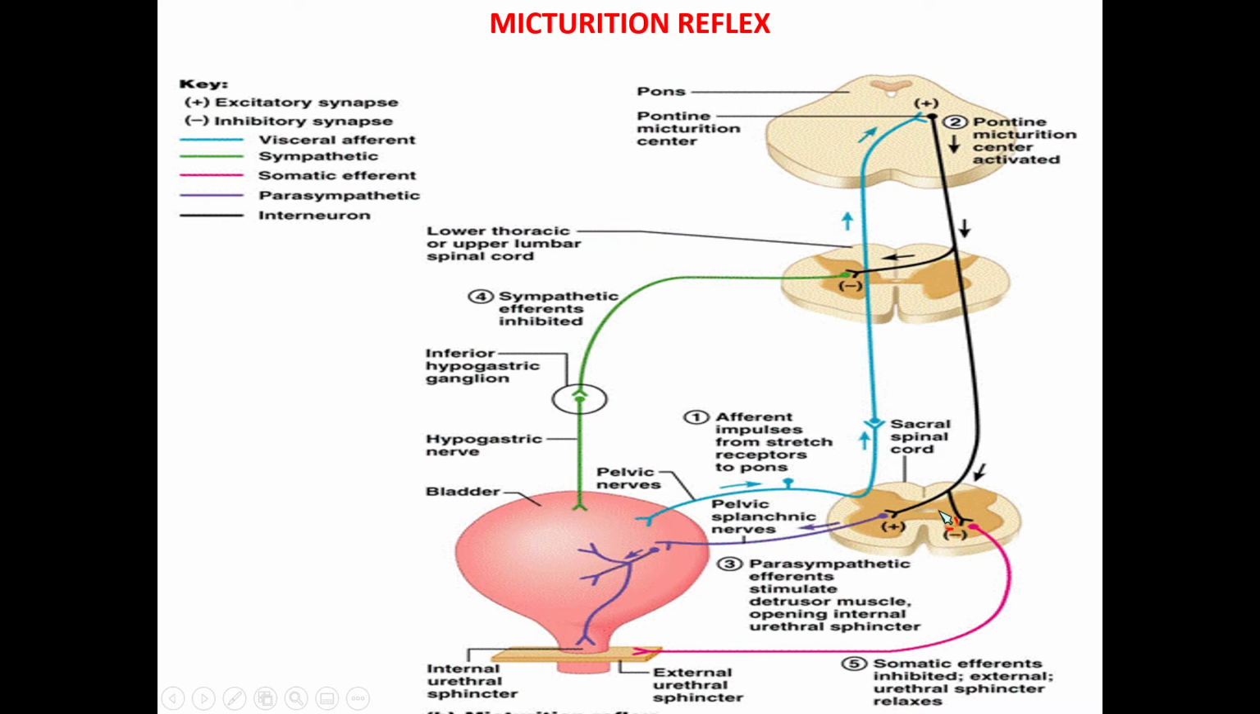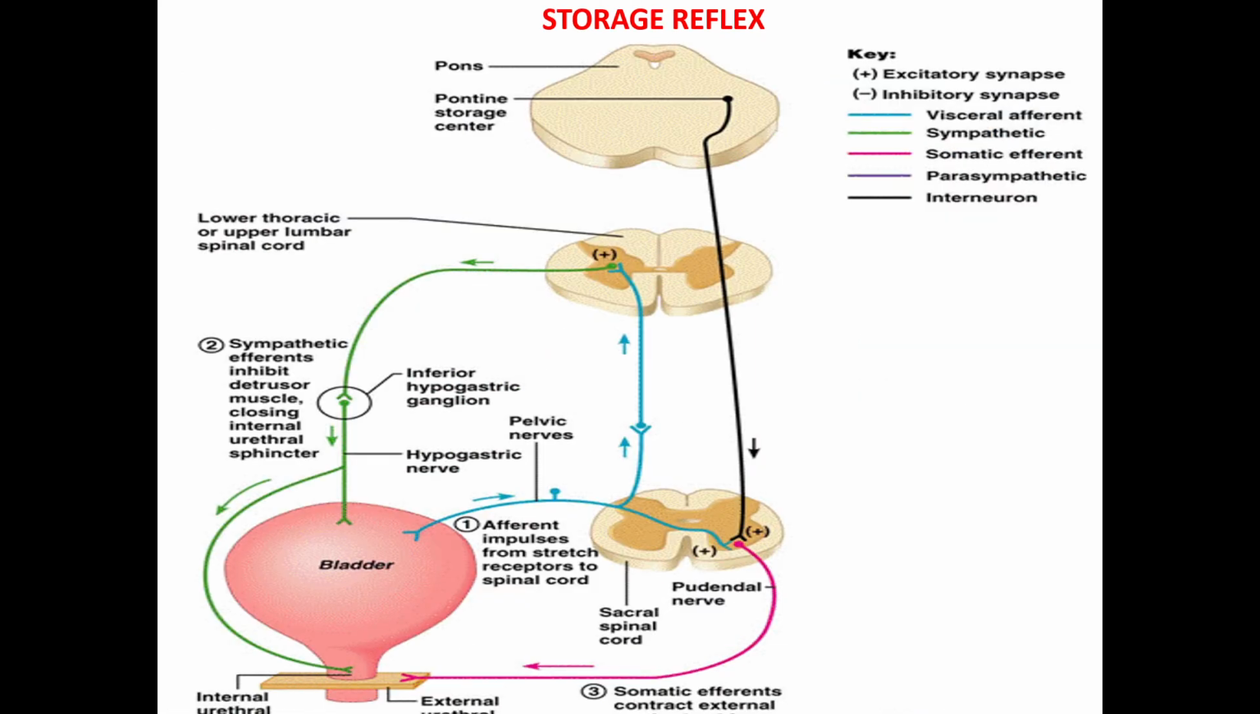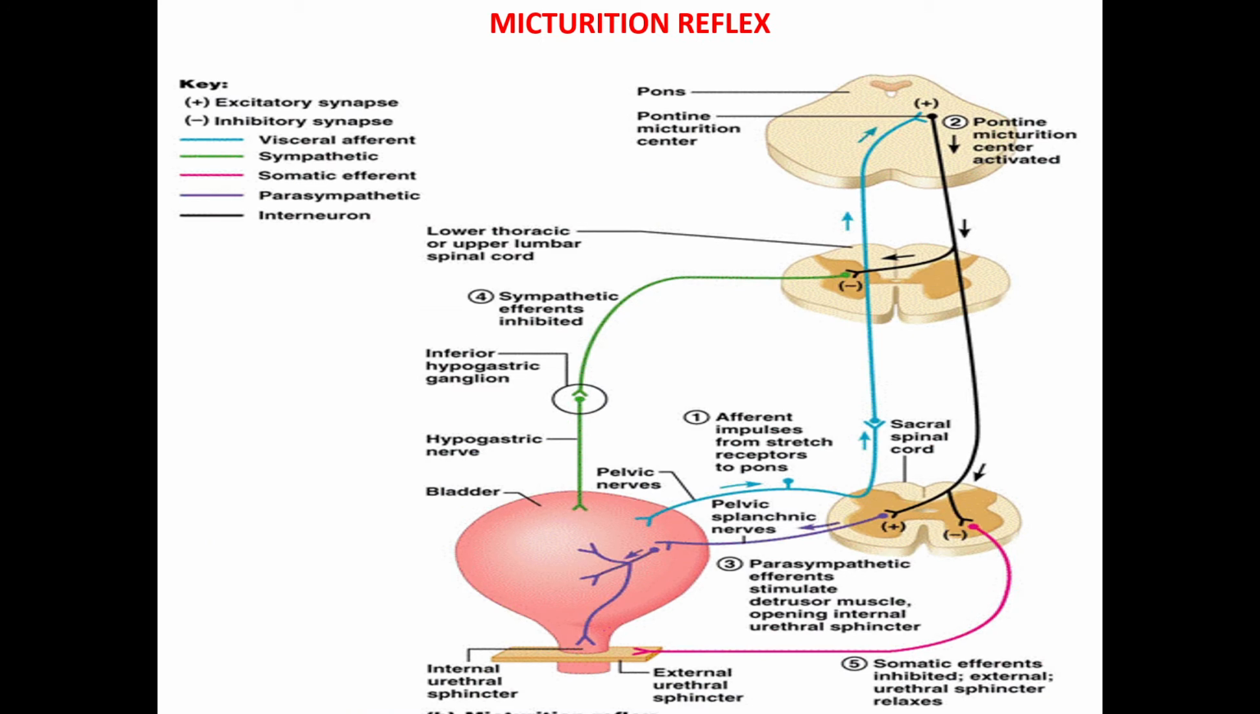And the other branch is inhibitory, and this branch is going to your external urethral sphincter that is supplied by the pudendal nerve. So the pudendal nerve is inhibited now. That means your external urethral sphincter relaxes. So once your external urethral sphincter relaxes and the detrusor muscle contracts, you can empty your bladder. So this was all about the micturition reflex, which is usually a university question. The storage reflex is not usually asked. The main university question is your micturition reflex.